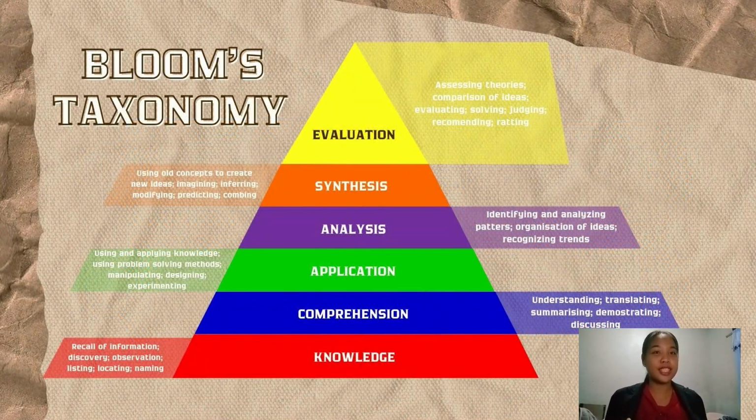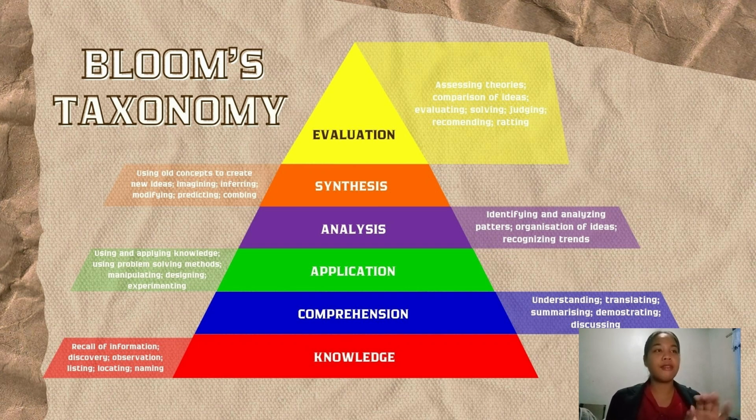So now, let me discuss first the Bloom's taxonomy. Bloom's taxonomy describes the 6 cognitive levels of learning, from basic knowledge recall to high-level evaluation. So now, let's discuss first the lowest of the cognitive levels, which is knowledge. Knowledge: recall information, discovery, observation, listening, locating, and naming. So knowledge is recall facts and basic concepts.